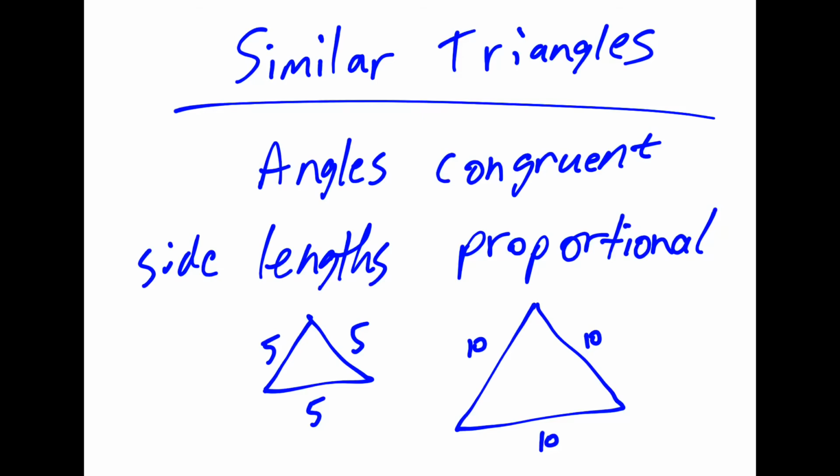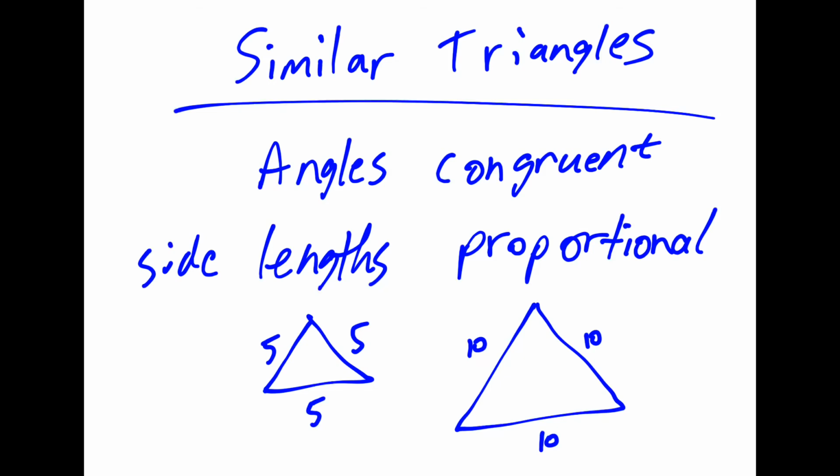In 7.2, we looked at similar triangles, and the 2 key points for those are that the angles are congruent and the side lengths are proportional. So say we had these 2 equilateral triangles. The one on the left has side lengths of 5, 5, and 5, and the one on the right, 10, 10, and 10. We just doubled those side lengths.